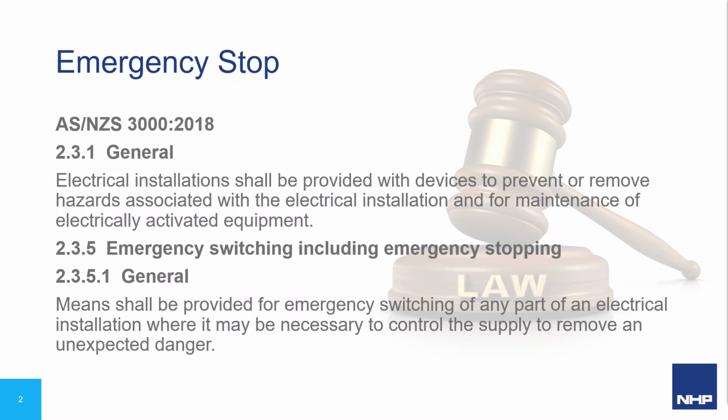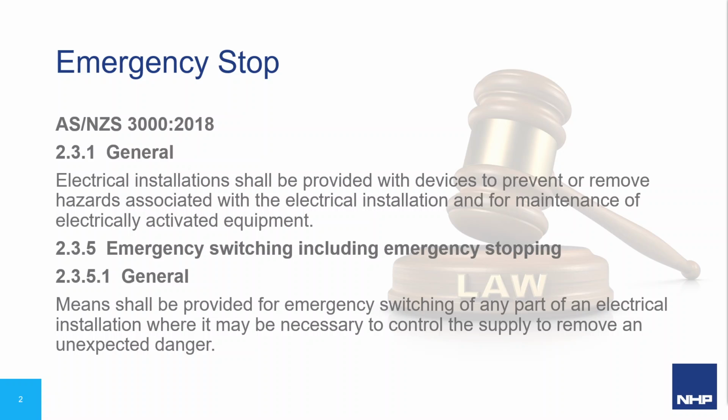At the highest level, the emergency stop function is called for in AS/NZS 3000 under section 2.3, which describes the requirements for the control of the electrical installation. The general requirements for this section state that the electrical installations shall be provided with devices to prevent or remove hazards associated with the electrical installation, and for maintenance of electrically activated equipment.